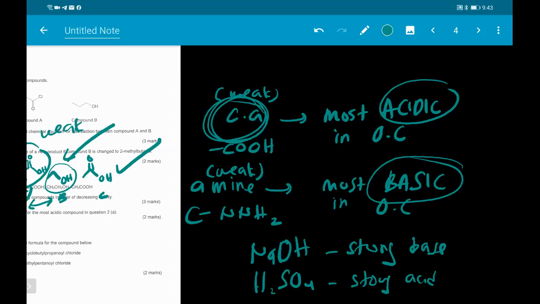Ni buka speaker lah sound. Ada orang nak masuk kelas. Alright, clear tak pasal tadi? Ada apa soalan tak pasal ni? Strong acid ni.